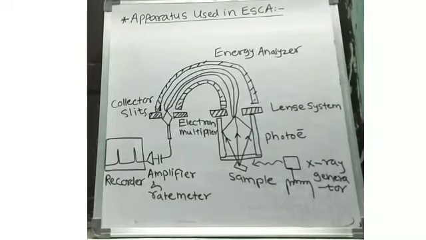And last is the application of XPS or ESCA. ESCA is used in microanalysis of the surface of metals and alloys. It is used in the study of mineral surfaces, and also used in the medical field, like dental magnetic attachments, etc.